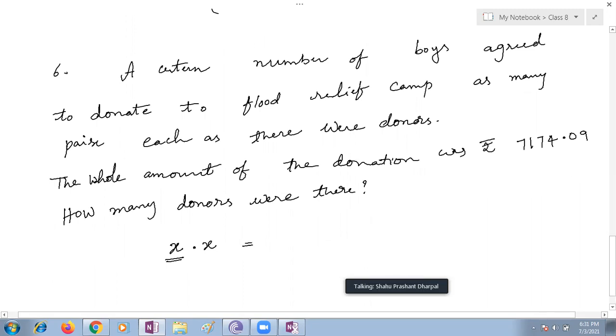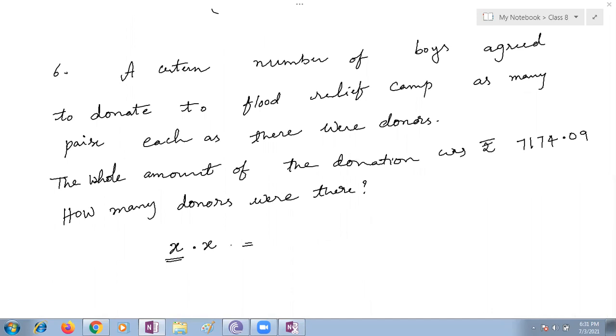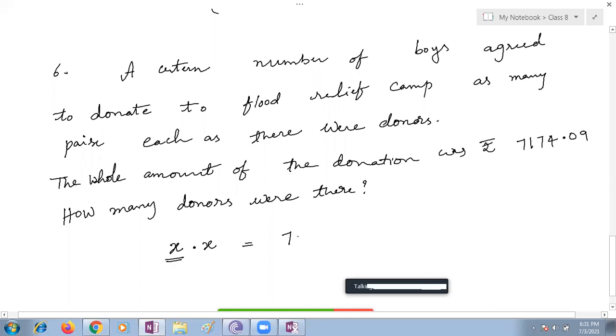The total amount collected was 7174.09 rupees. In 1 rupee there are 100 paisas. So we have to multiply this amount by 100 and we will get the donors directly. Children, this is in rupees, you have to convert it, and you get 717409. So x multiplied with x means x square is this much. You need to find the x value, which means the square root of it.